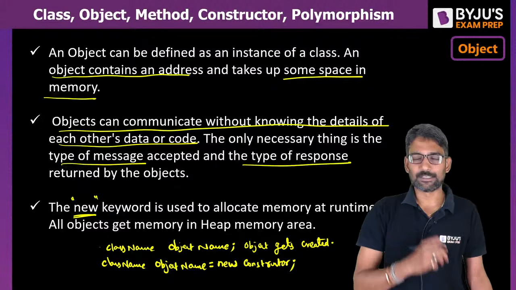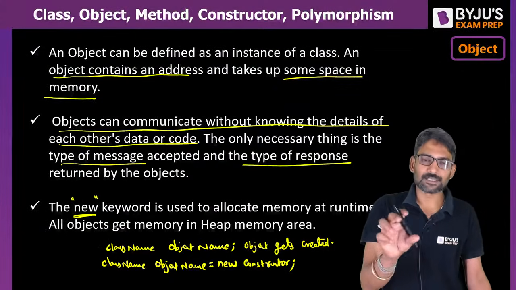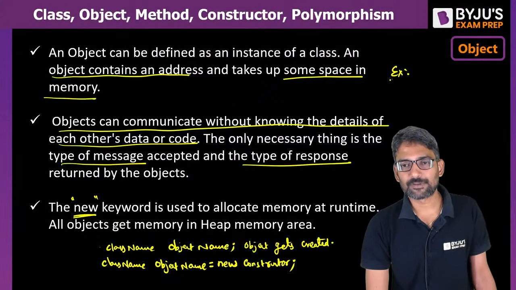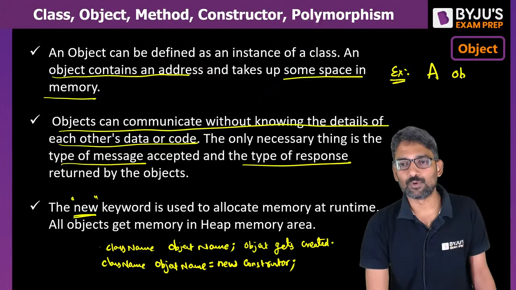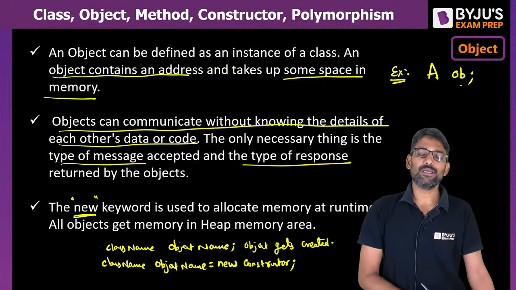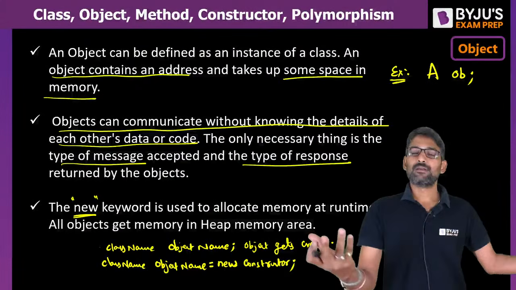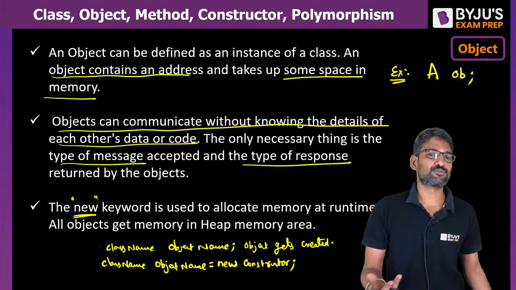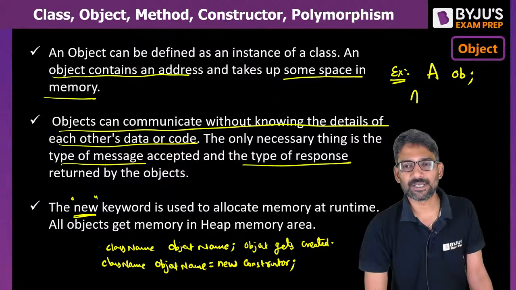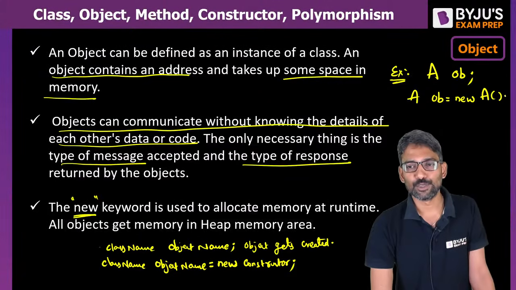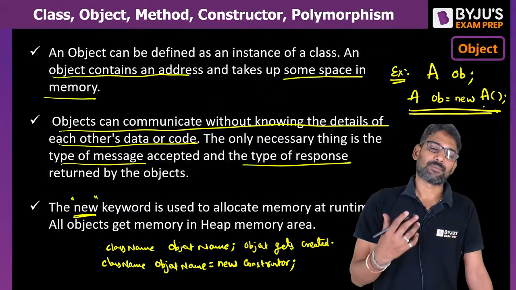What is a constructor? We will discuss. So this is the syntax. For example, if the class is A and the object is OB, I write A OB, then the object is created, but no memory is allocated. But without memory, what is the need of the object's existence? What is the use? So if memory is needed for the object, we write like this: A OB is equal to new A. Now for this object OB, memory is allocated.